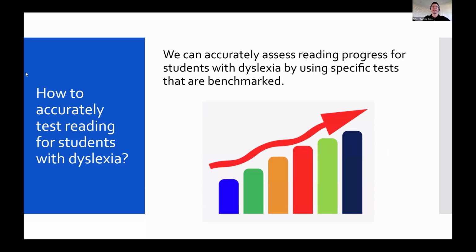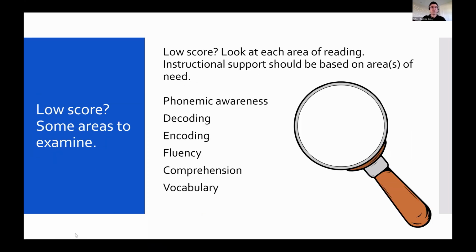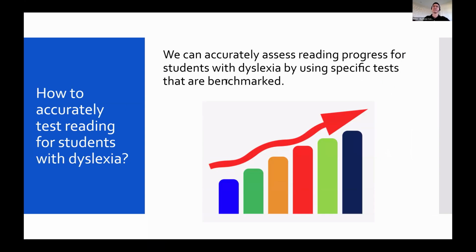So, how do we accurately test reading for students with dyslexia? Well, we can accurately assess reading progress for students with dyslexia by using specific tests that are benchmarked. And what that means is that when we're using a benchmark test, we start out by testing the student's skills, and we make note of the areas that they're doing well in and the areas they're struggling in. For example, we might assess their reading and their decoding ability and notice, well, they're really struggling with short vowel sounds right now. They're doing okay with consonants, but struggling with short vowel sounds.